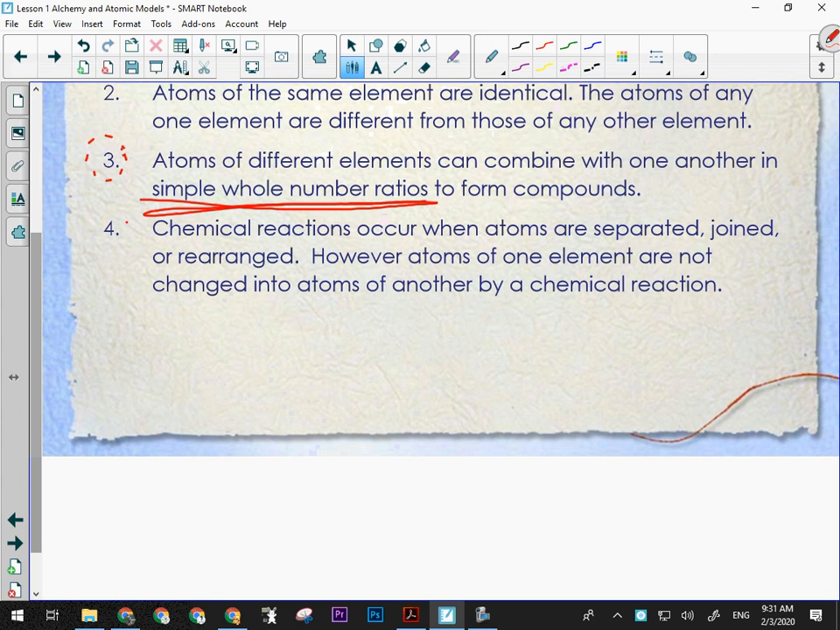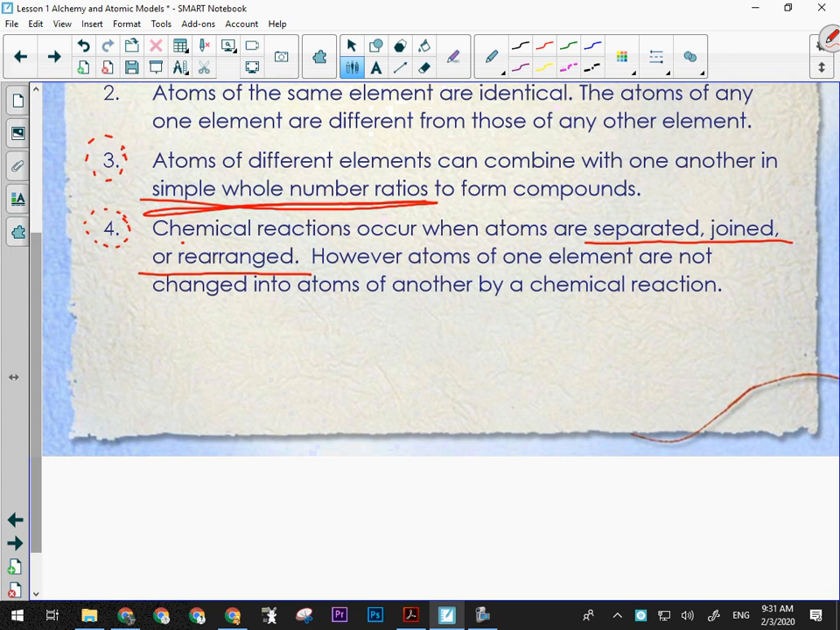Point number 4 was the death of alchemy. Alchemy was trying to turn lead into gold, to turn one element into another element. We know that's not true, because his 4th point tells us what can happen in a chemical reaction. In a chemical reaction, atoms can be separated, joined, or rearranged. Atoms of one element are not changed into atoms of another element.